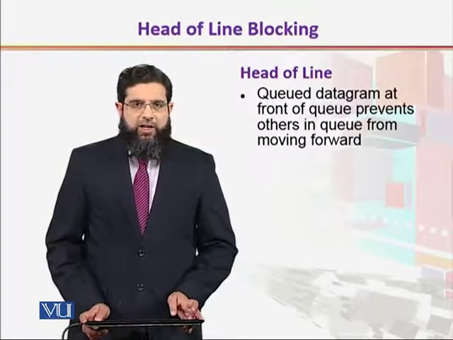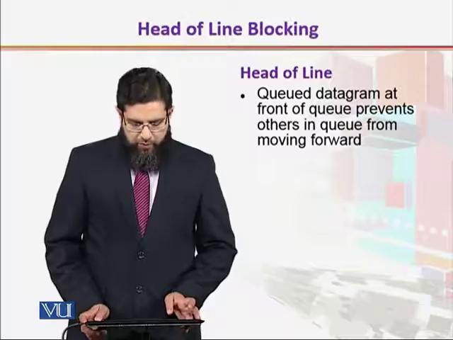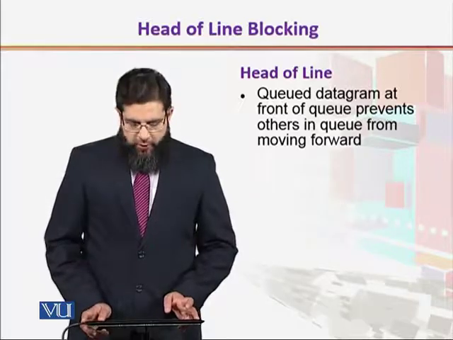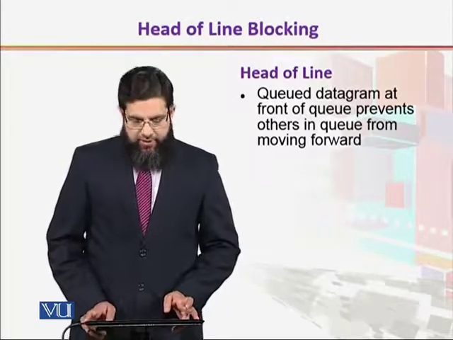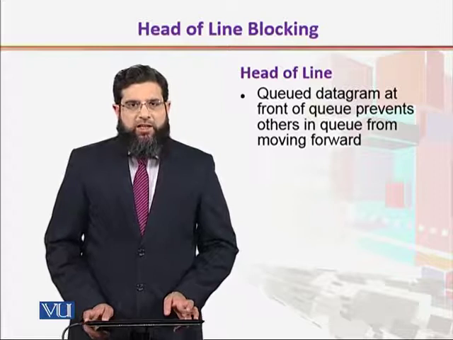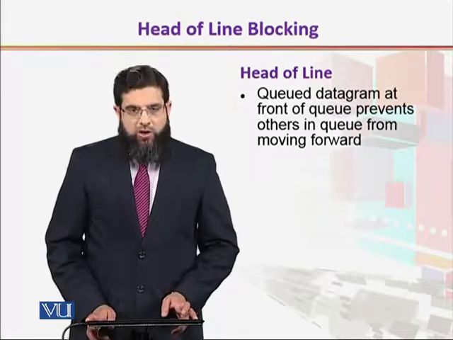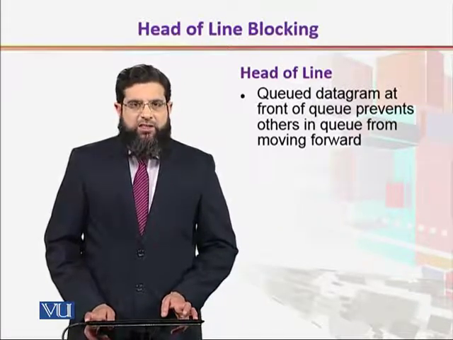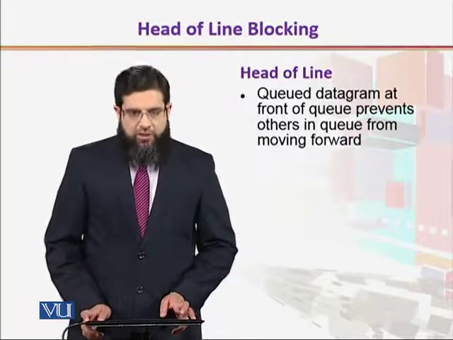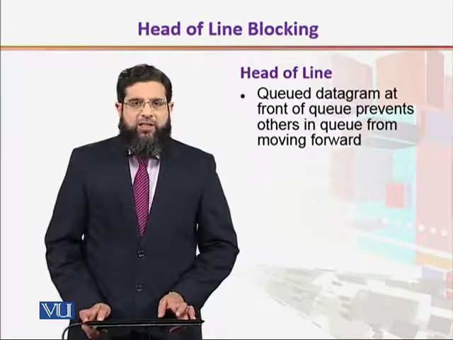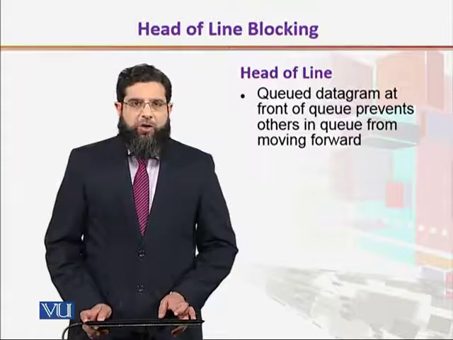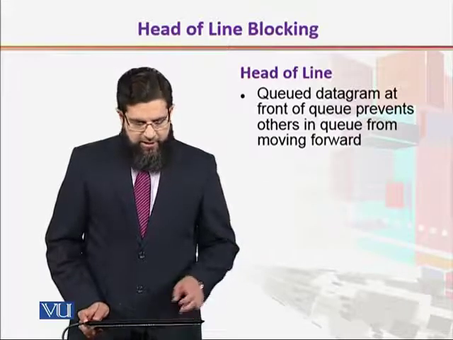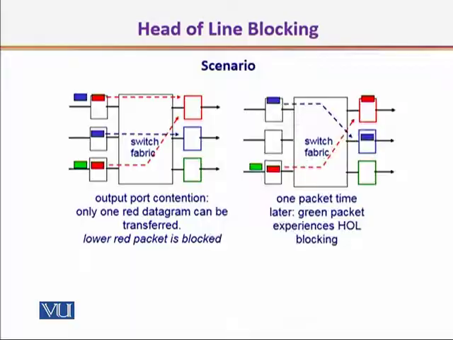Head of the line blocking eventually would be a serious situation at the input port queue. Why? Because the queued datagrams on the front or the head end of the queue would prevent the subsequent IP datagrams to be processed, and the head end IP datagrams cannot be processed because the switching fabric is way too slow. As a figure, let's look at the scenario where we have three input ports.